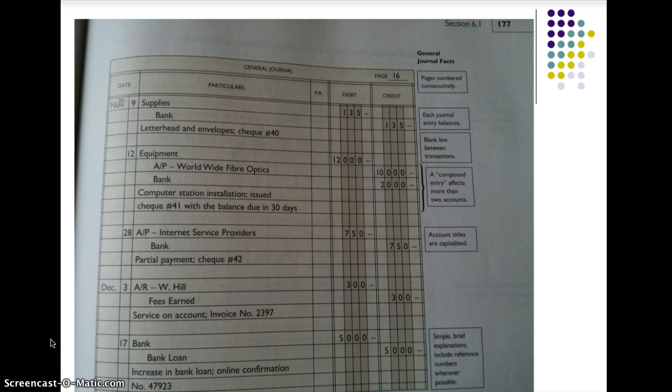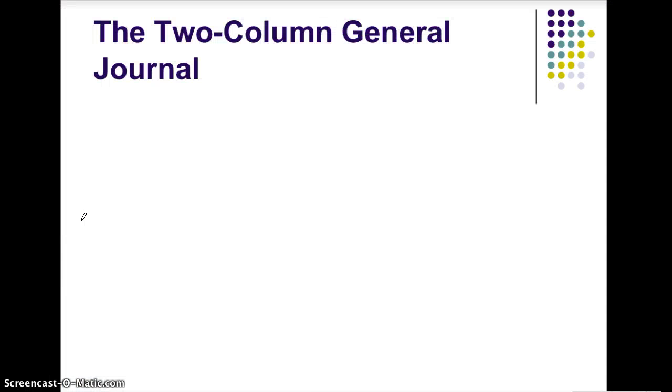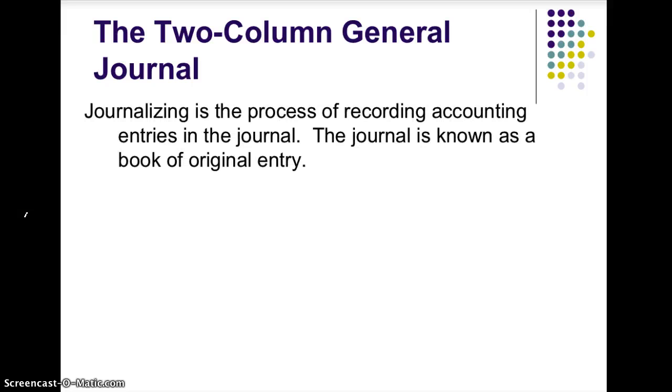Here is an example of what you're seeing in your textbook right now. As you can see, every entry has a date with the month, the year, and the day. The first debit entry is on the left, then we have the credit entry, and then we have an explanation of why we have this entry. We also have the monetary amounts of the debit and credit over here. So, as we see, we have a two-column general journal.